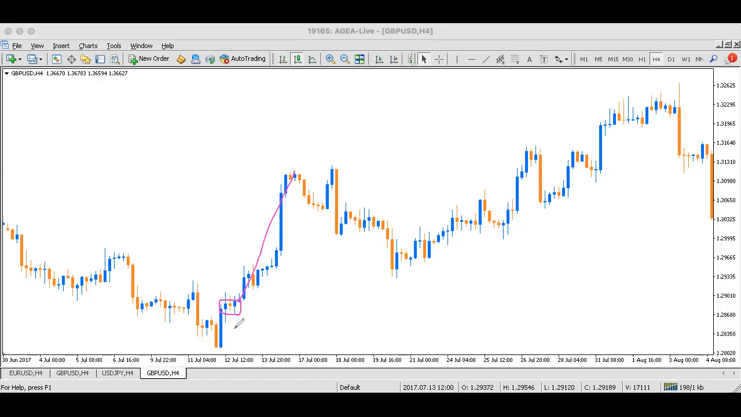So after the sandwich is formed, you should get the next candles continuing up. You should get the market continuing up.